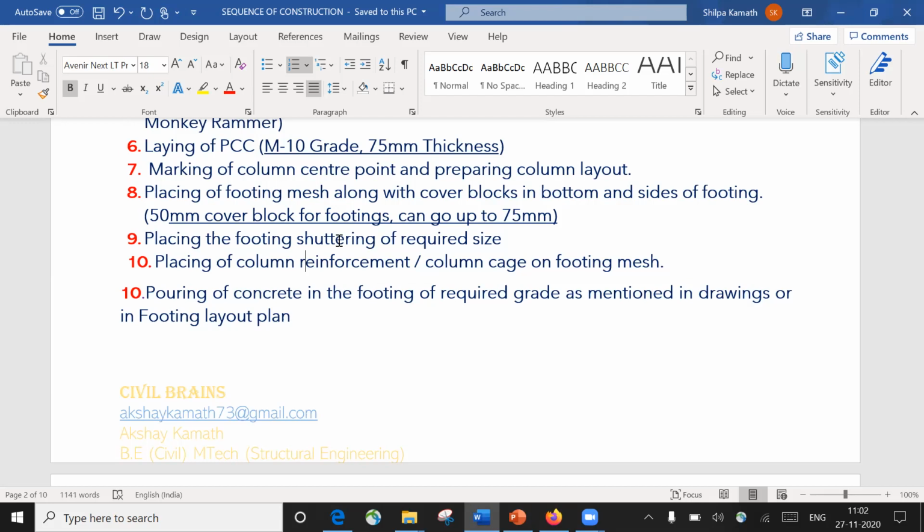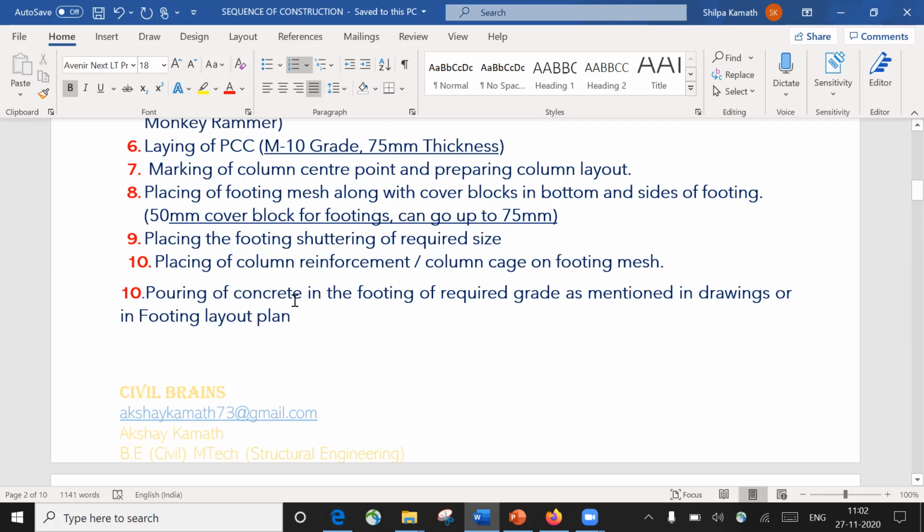That is not going to happen, because there should be a fixity between the footing mesh and the column, right? That is why when we do the ETABS design and all, we give a fixed support at the base. So that is why the footing mesh and this column reinforcement are put at once, and only then we cast the footing.